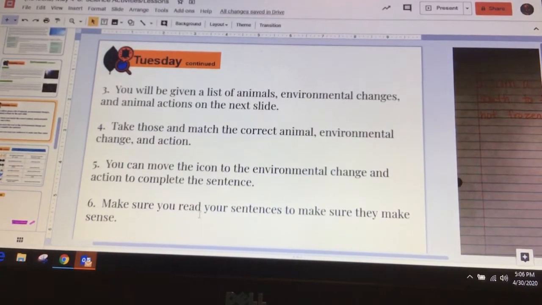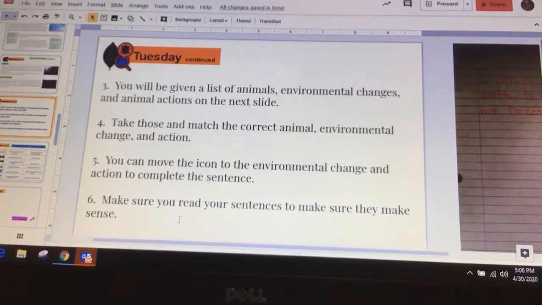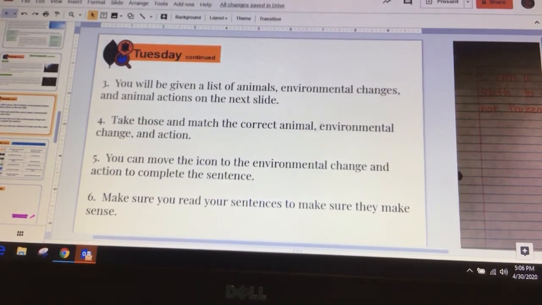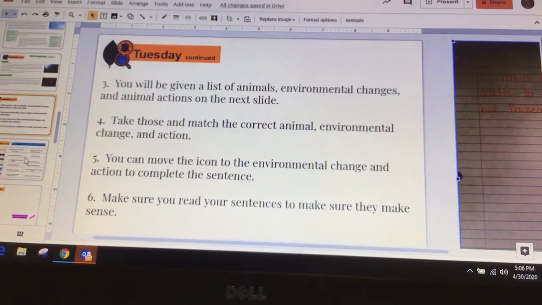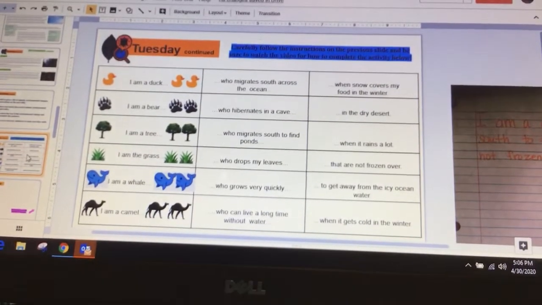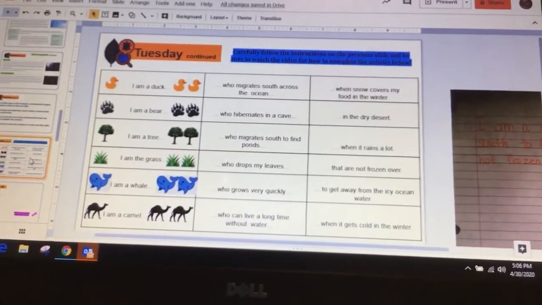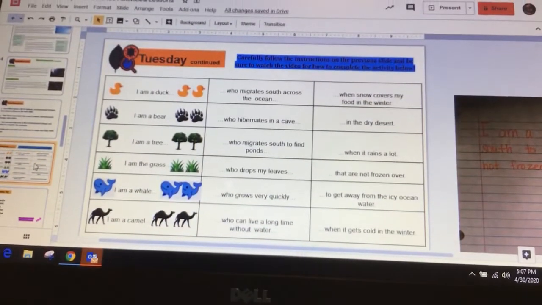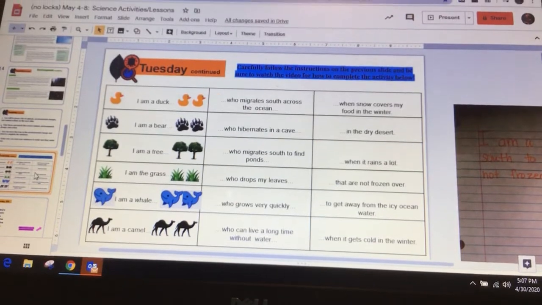Make sure you read your sentences to make sure they make sense, okay? So I'm going to show you on the next page what that is going to look like. So here you have this right here, okay? And it does say, carefully follow the instructions on the previous slide to be sure to watch the video for how to complete the activity below.